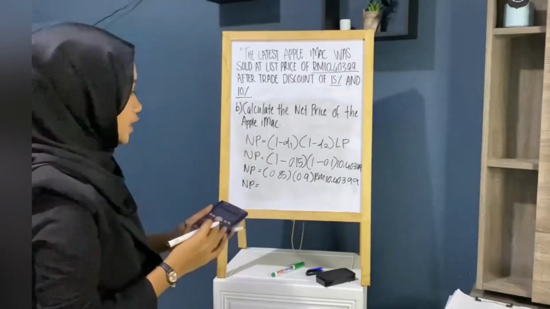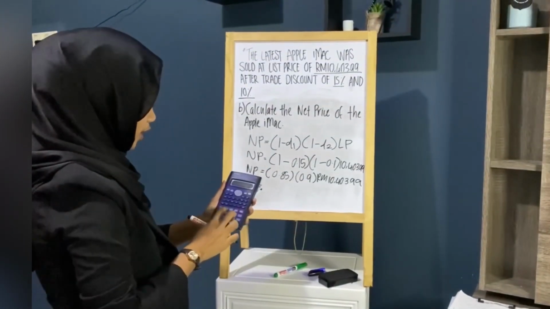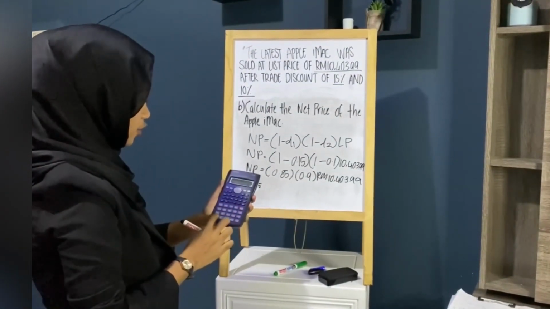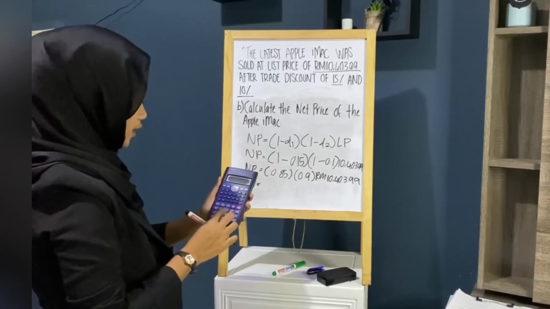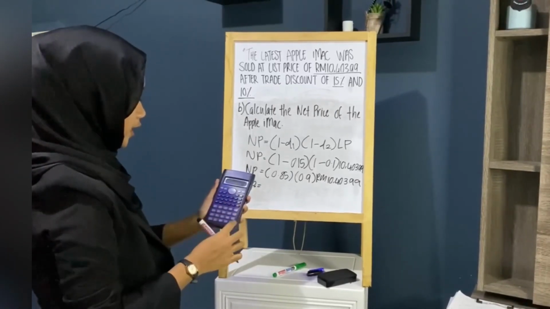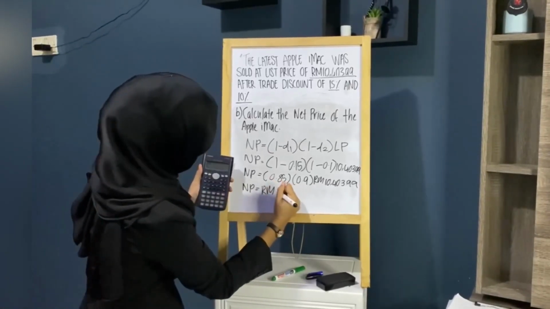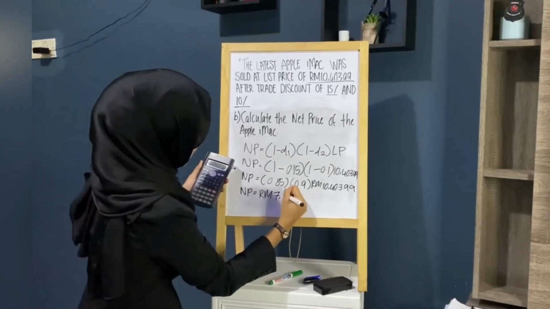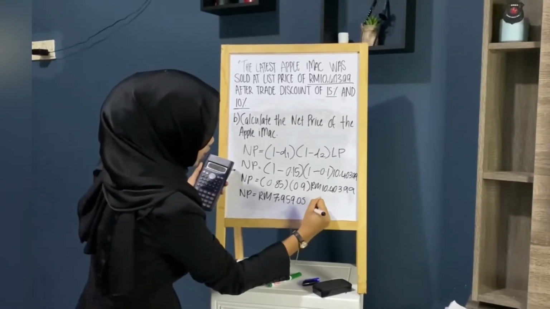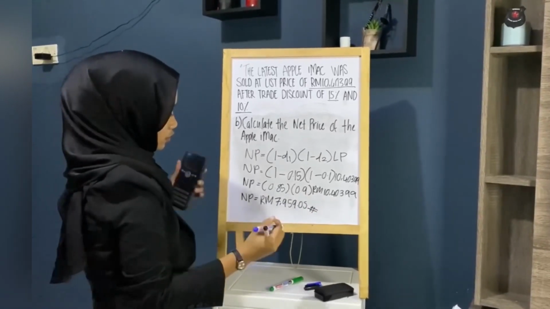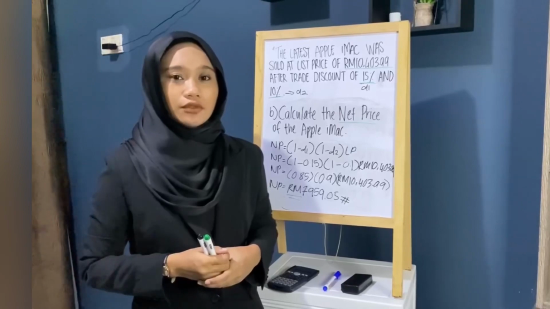The last step, you just calculate all these together. Open bracket 0.85 close bracket, open bracket 0.9 close bracket, open bracket RM10,402.99 close bracket, you will get RM7,959.05. Don't forget to put RM. For the next calculation, I will give to Teacher Mimi.